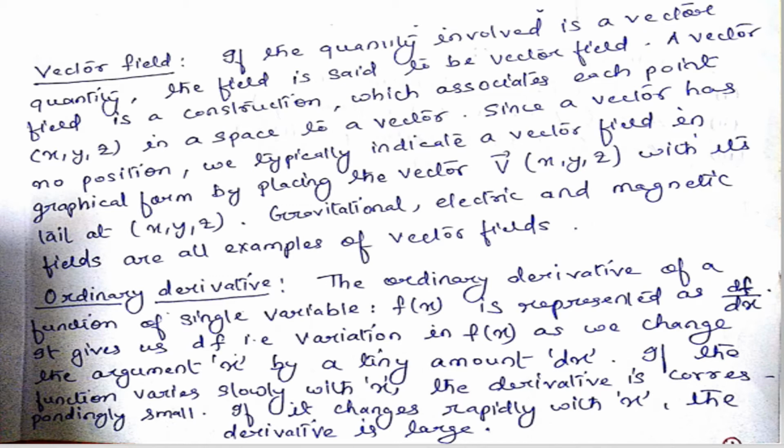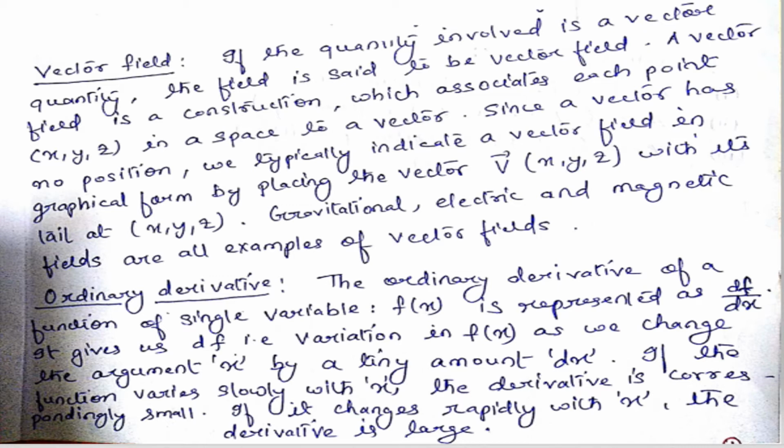Clear to you? So in this case, the quantity which I have considered is a vector. The field that we are going to get is considered a vector field. A vector field is a construction which associates each point x, y, z in space to a vector. Now this is very important, you'll have to keep it in mind. The moment I talk about a vector field, I'll have to consider direction.